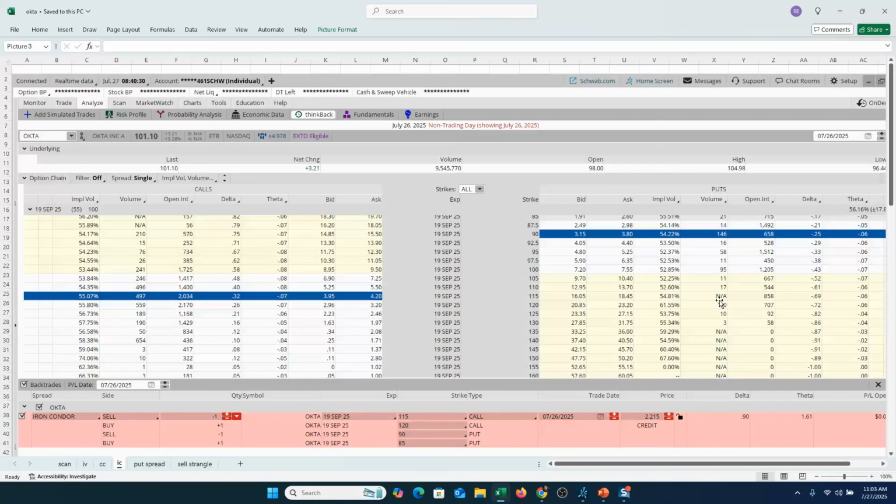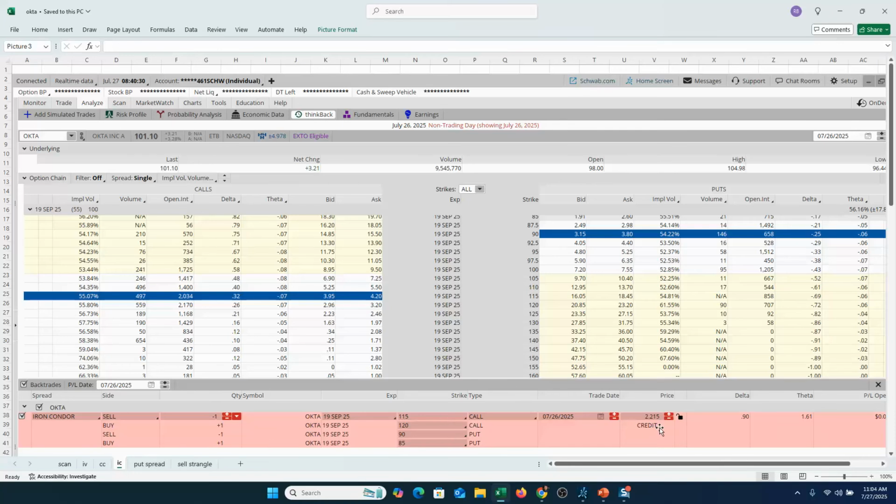Took a look at the iron condor trade, which is defined risk. So selling the 115-120 call spread, and at the same time, the 90-85 put spread, both out of the money, with the stock at 101.10 on Friday's close. You're looking at the call spread being about 14 points out of the money, the put spread about 11 points out of the money. So basically equidistant.